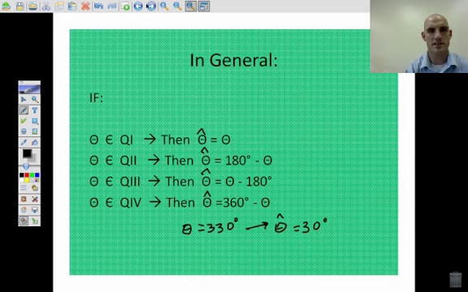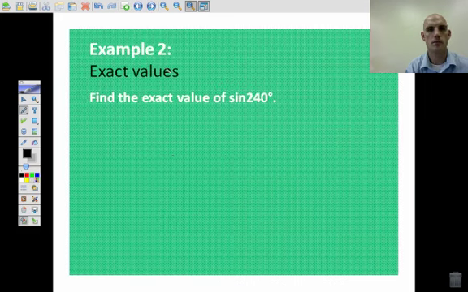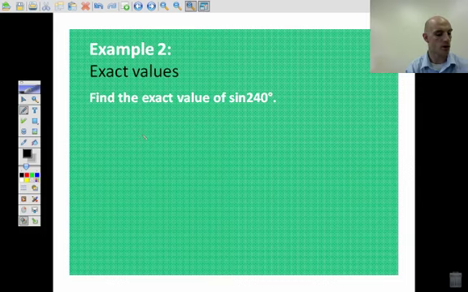Okay? And so this is kind of how this skill works. It helps us because now we can find the exact value of sine 240. When we're finding the exact value of sine 240, we're going to draw in our angle. And so I'm going to draw my coordinate plane here. And 240 is going to be 180 and then another 60. So I know that my angle here, go ahead and use blue, that's going to be 60.